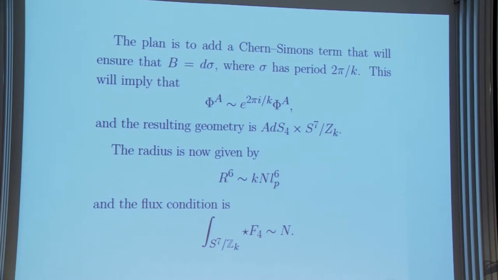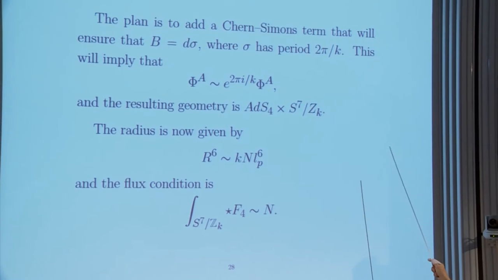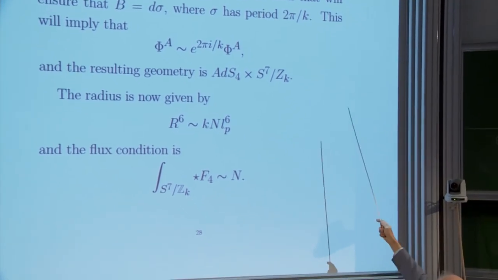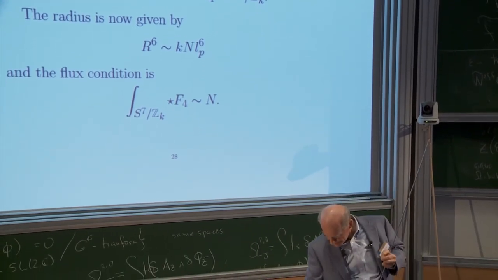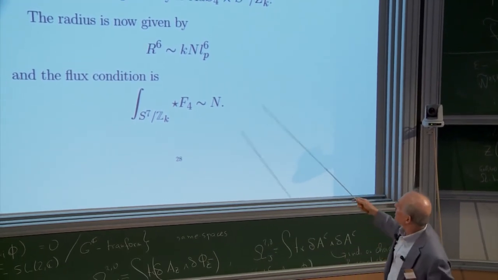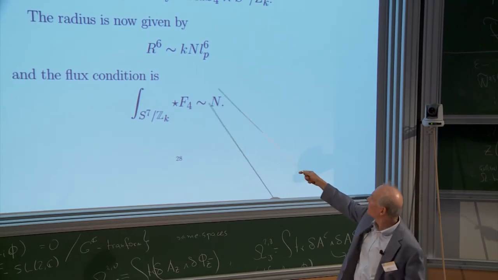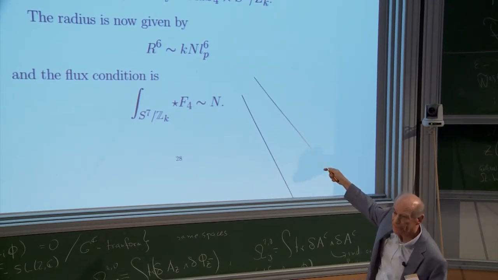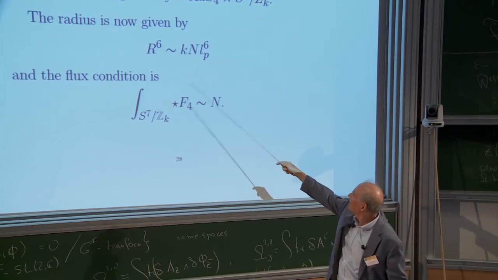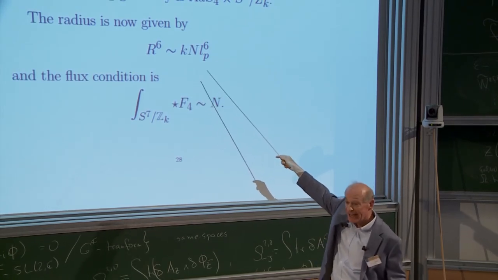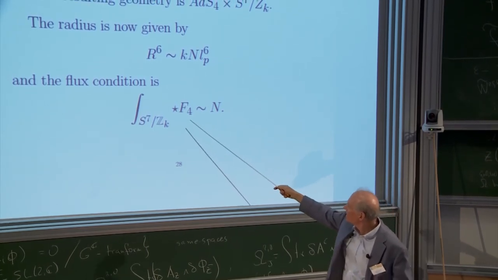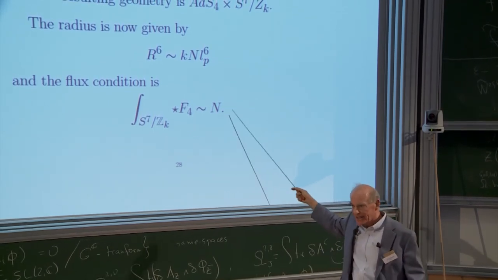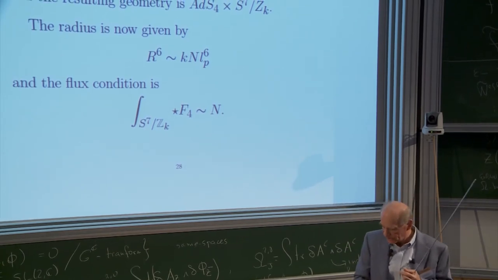And so the way we're going to achieve this is by adding a Chern-Simons term that ensures that there is a sigma with that property. There are other small changes compared to the standard formulas, but these are formulas you find in the ABJM paper, where the relation between radius and n has this extra factor of k in it. And the formula for the quantization of the flux is that you only integrate over the modded out space. So those are formulas you find in their paper.